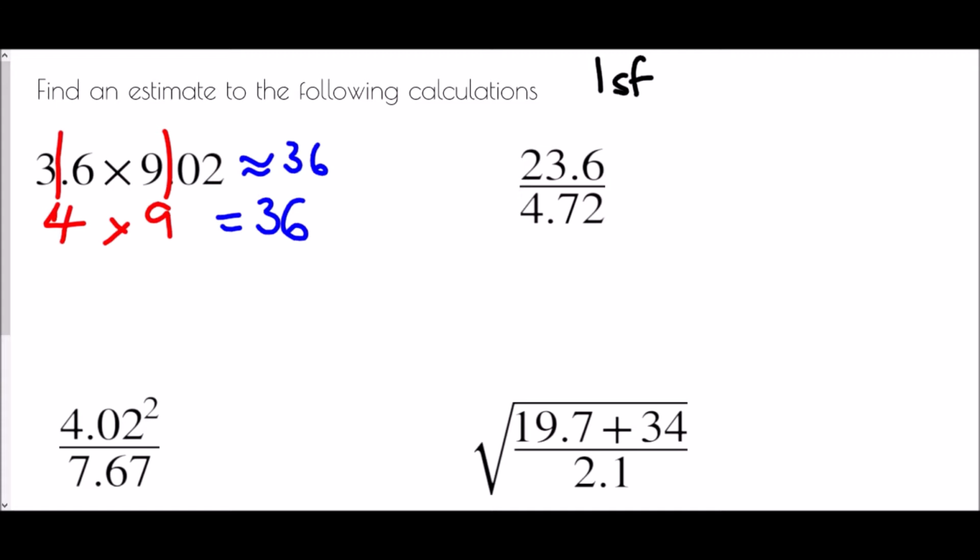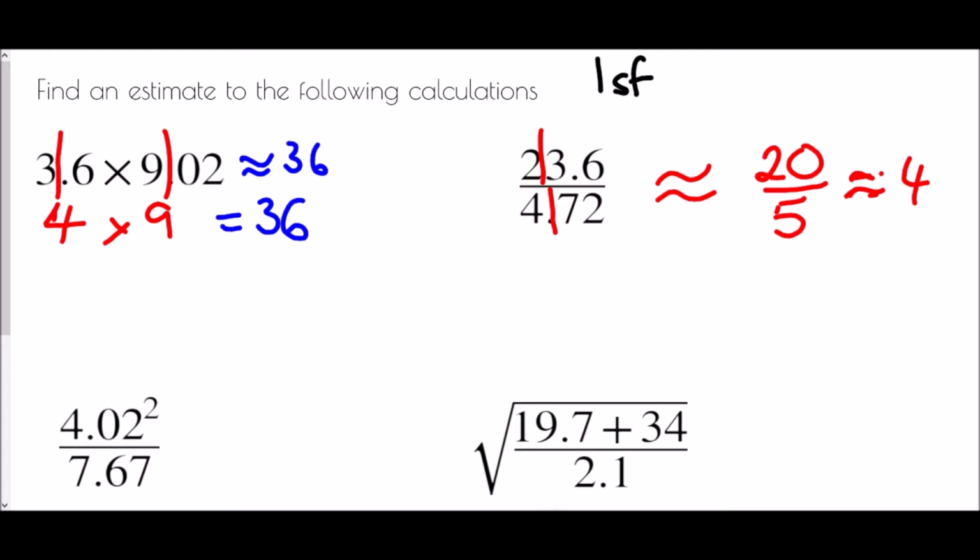So if we do the same for 23.6 divided by 4.72, well, 23.6, if I was rounding that to one significant figure, I'd be rounding after the 2. The next digit is a 3, so that is telling me that I should be doing 20 divided by. And then in 4.72, well, I'm going to round after the 4, and the next digit is a 7, and so the 7 is going to make it round up. It will be 5. And so 23.6 over 4.72 is approximately 20 over 5. And 20 over 5 is 4. And so that calculation is roughly 4.